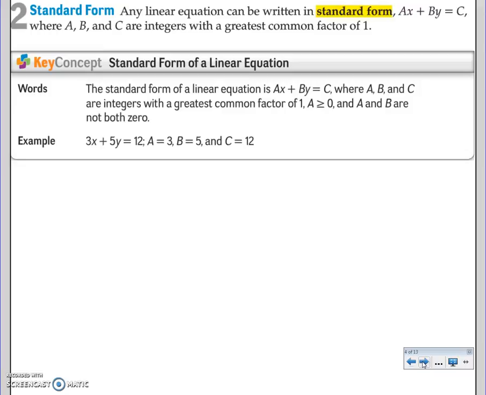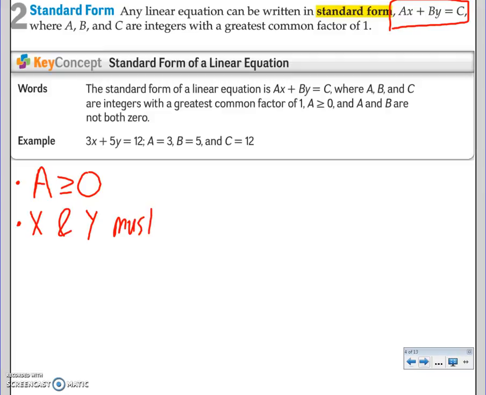Alright, standard form is ax plus by equals c. There are 4 rules to this, and I'll put them in order of most important to least important. First, a must be positive. If a is a negative number, the number next to x is negative, that's wrong. That should be the first thing you fix. The second one is x and y, so ax and by must be on the same side, like the formula. And c by itself.